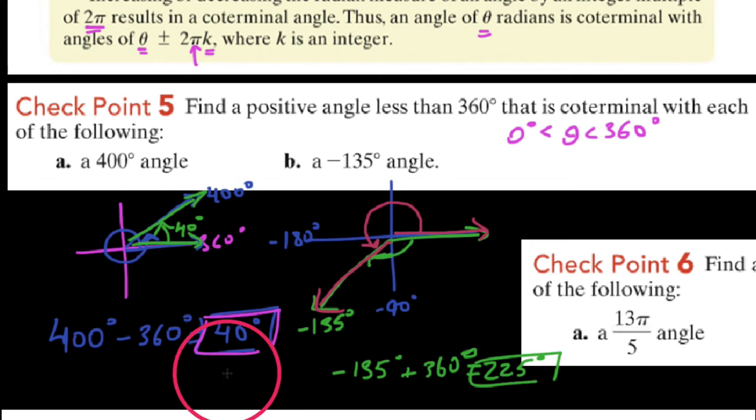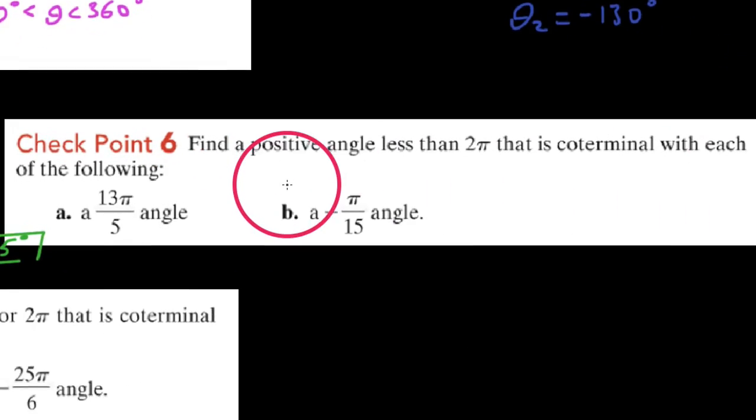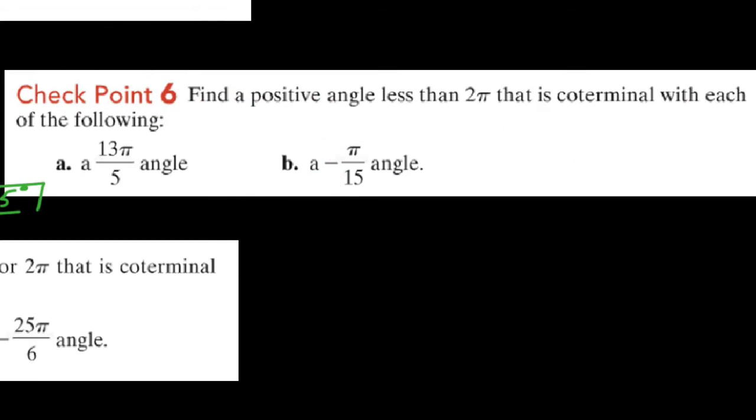Looking at this with degrees is a little bit easy to do: you either add on or subtract off 360 degrees. When we look at a radian measurement, we're going to have to add on or subtract off whole number multiples of 2 pi. So let's take a look at the instructions here. It says find a positive angle that's less than 2 pi, kind of like saying less than 360, but that is coterminal with each of the following. We start with this 13 pi fifths radian measurement here.